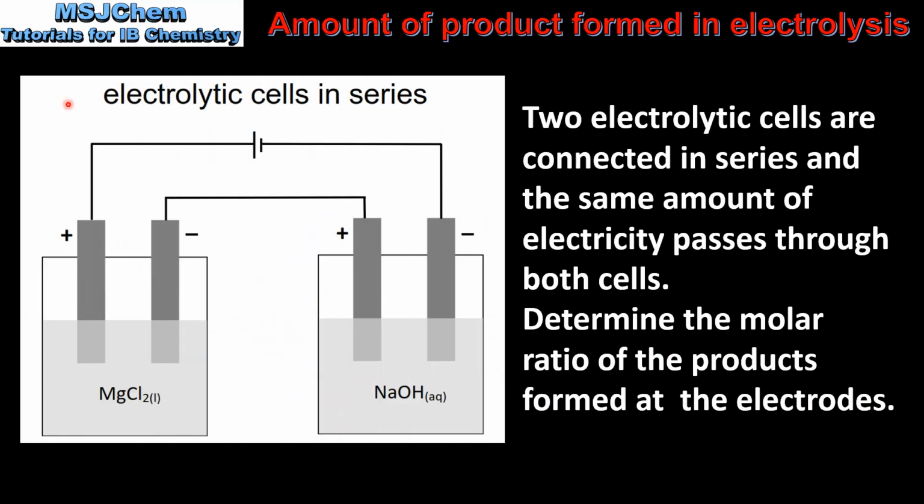Next, we look at electrolytic cells in series. Here we have 2 electrolytic cells connected in series. On the left, we have molten magnesium chloride. On the right, we have aqueous sodium hydroxide.